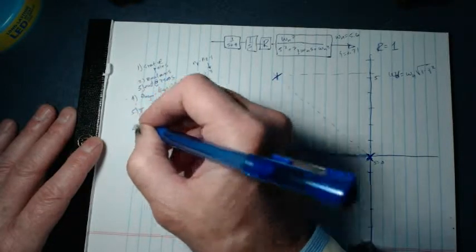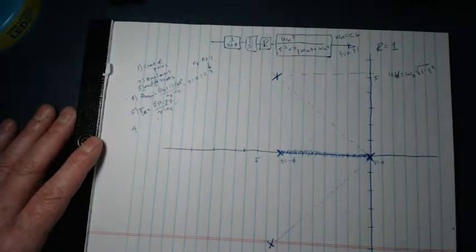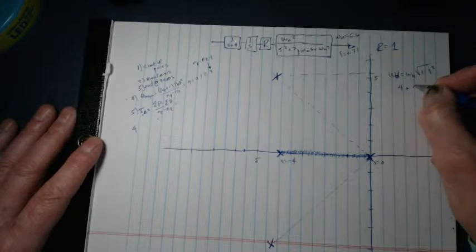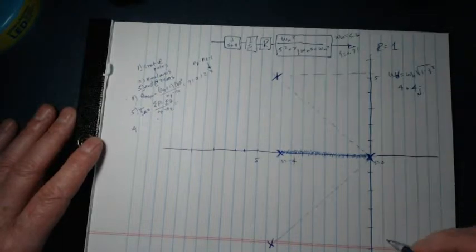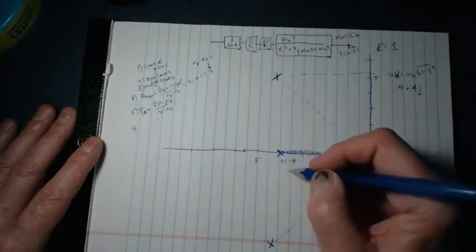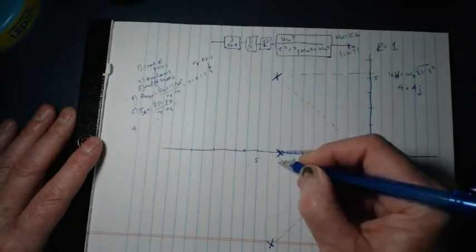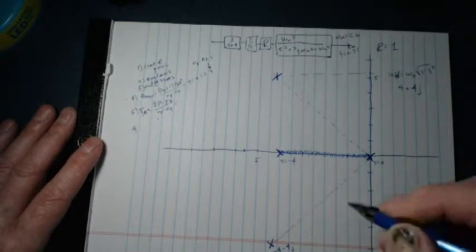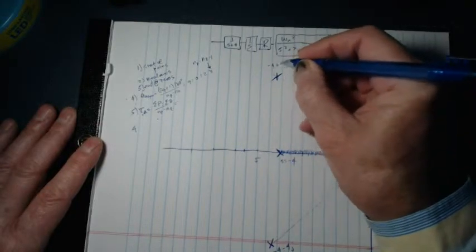Oh, that's what I was trying to do all this stuff. This is 4 plus 4j. I did do that math somewhere. I just couldn't remember it. And this is 4 minus 4j. So that's minus 4j. So I was pretty accurate here. This is minus 4 minus 4j. This is minus 4 plus 4j.